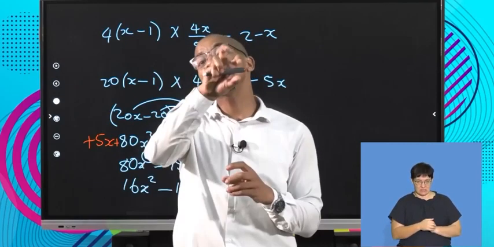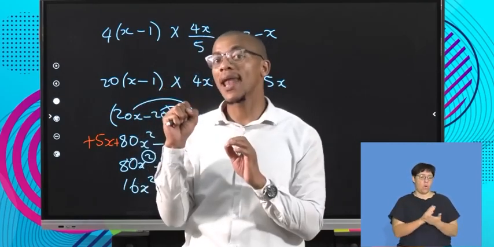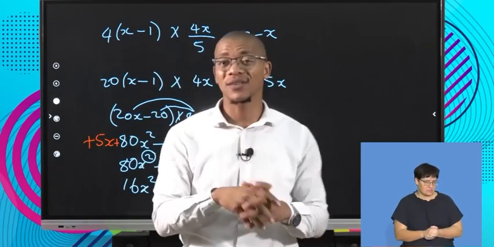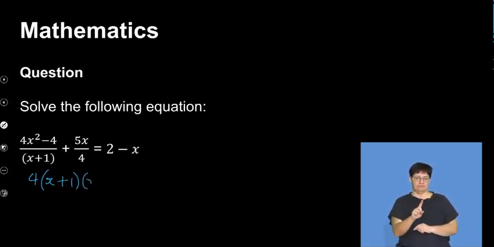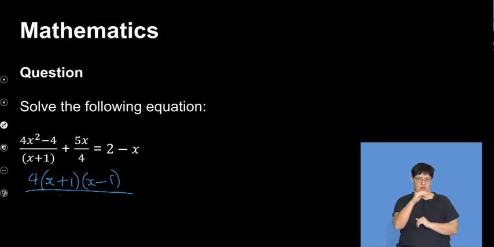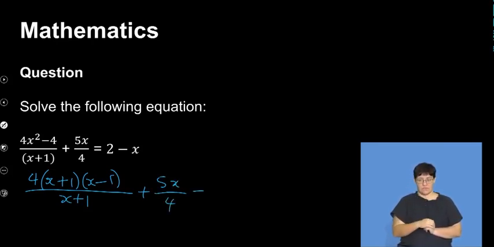But what if we remove the division sign and now put a plus sign? What does that mean for us? Let's have a look at it. If I remove the division, same equation, same everything, I just removed divide and put a plus. This will then give us what we really, really want. So remember, firstly, it becomes 4 into x plus 1 into x minus 1, all divided by x plus 1, and then plus the 5x over 4 equals to the 2 minus x, right?